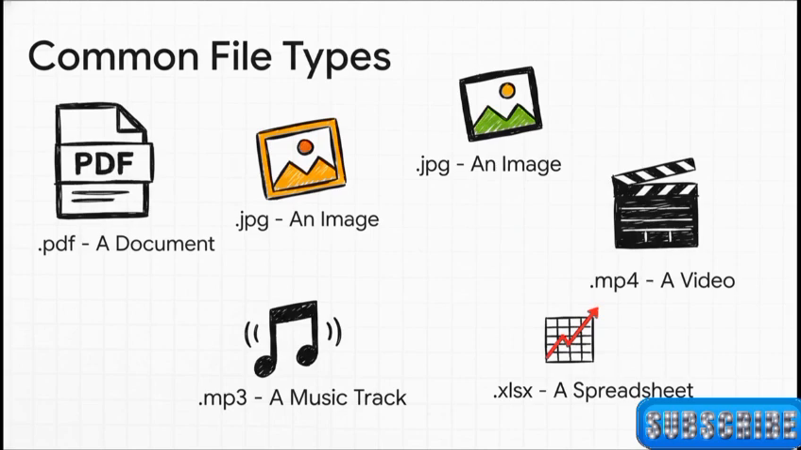You see these things every single day, even if you don't really notice them. That little PDF or JPEG at the end of a file name, that's called the file extension. You can just think of it as a label that tells your computer what kind of paper it is. Is it a document, an image, a video? That little extension tells the whole story.